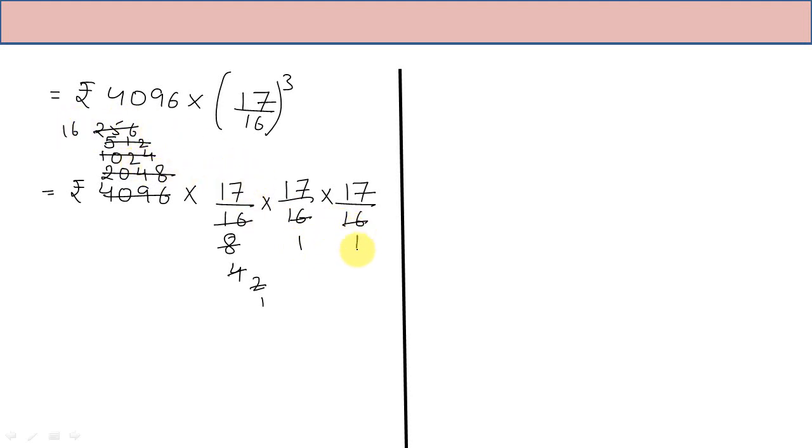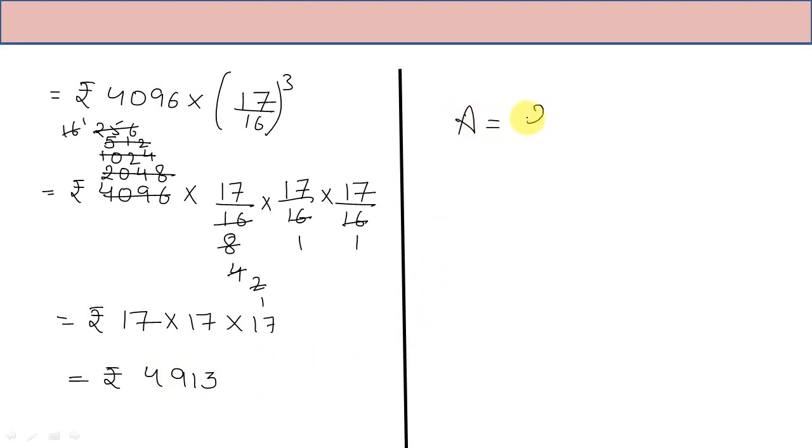So what we are getting as an amount? 17 into 17 into 17, because everything got cancelled. That means 4096 was the cube of 16. Right? Now what we need to do? We have to find out 17 into 17 into 17, which is 4913. So what is the amount he is getting at the end? Rupees 4913. And in the question, they are asking us to find out only the amount. Right?